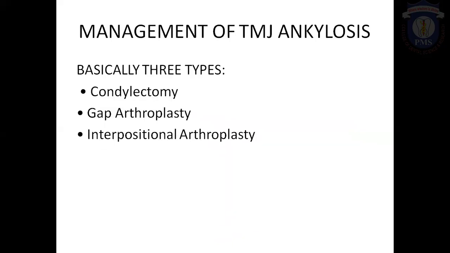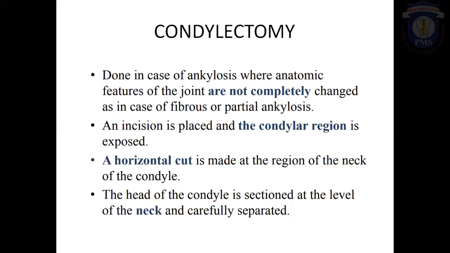And management of TMJ ankylosis. Three types of management: one is condylectomy, then gap arthroplasty, then interpositional arthroplasty. Condylectomy is done in cases of ankylosis where the anatomic features of the joint are not completely changed, as in cases of fibrous or partial ankylosis.